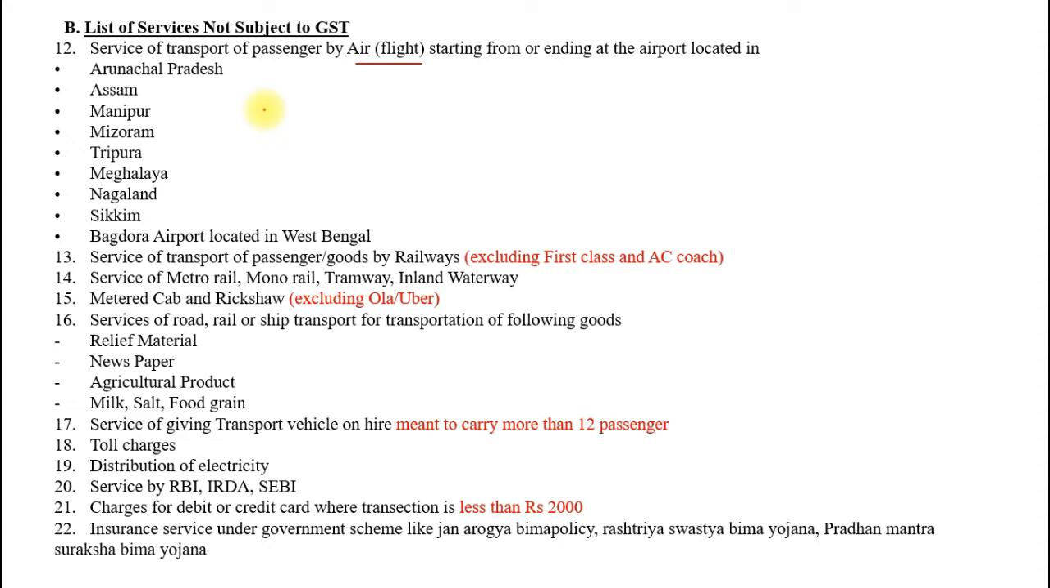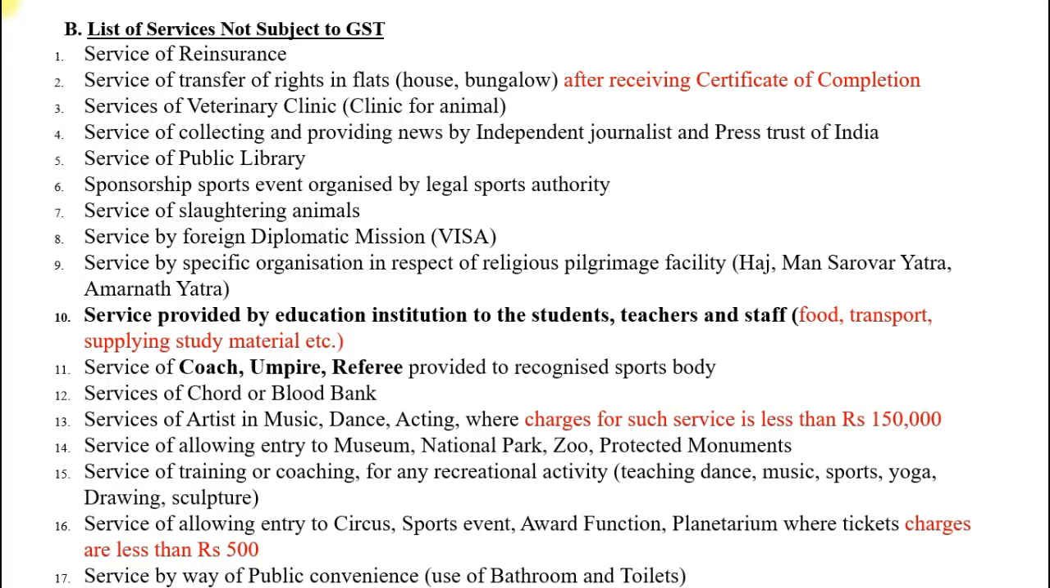Distribution of electricity, services by RBI, IRDA, SEBI, charges for debit card, credit card, where transactions are less than 2000, no GST. Above that, yes. Insurance service under government schemes like Jan Arogya Bima Policy, Rashtriya Swasthya Bima Policy, Pradhan Mantri Suraksha Bima Yojana, any government policy on insurance will be exempted.